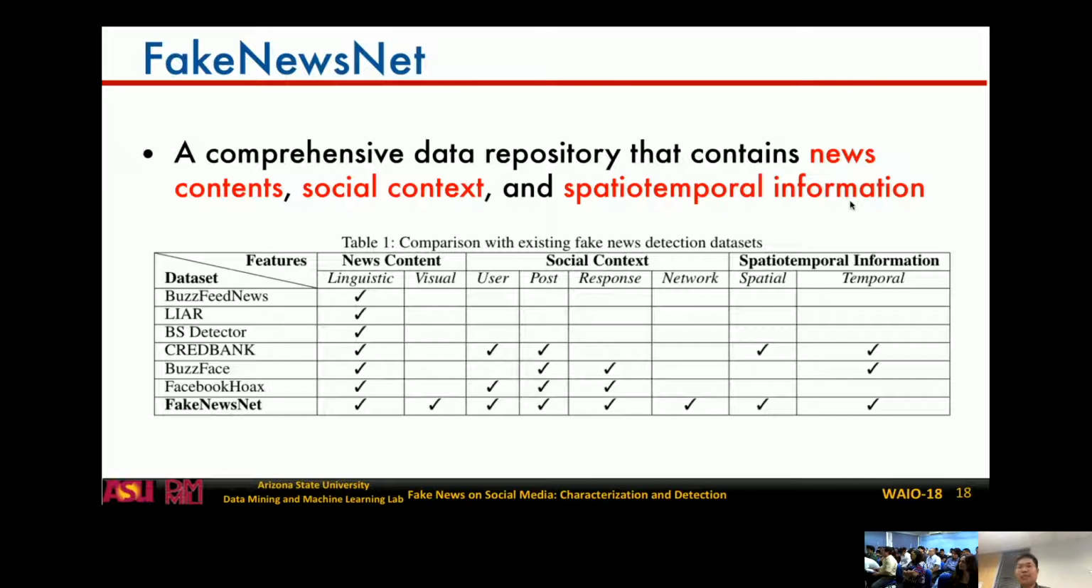As you can see in this table, we compared with some existing datasets that researchers published for fake news detection. You can see that our dataset at the very bottom, FakeNewsNet, covers the most comprehensive information that can be utilized to understand and detect fake news. We also have a paper. We put this paper on arXiv, so you can find more details about this dataset. We have done some analysis and also some data understanding of this dataset.